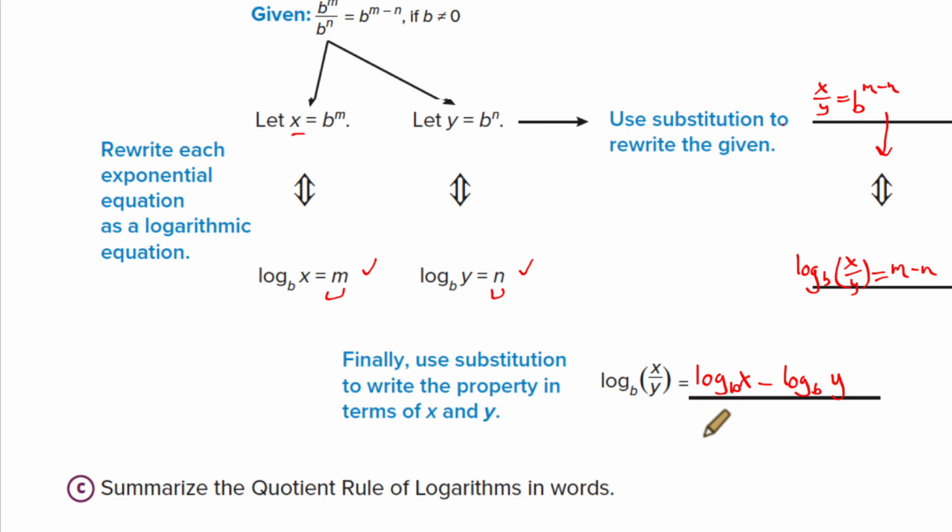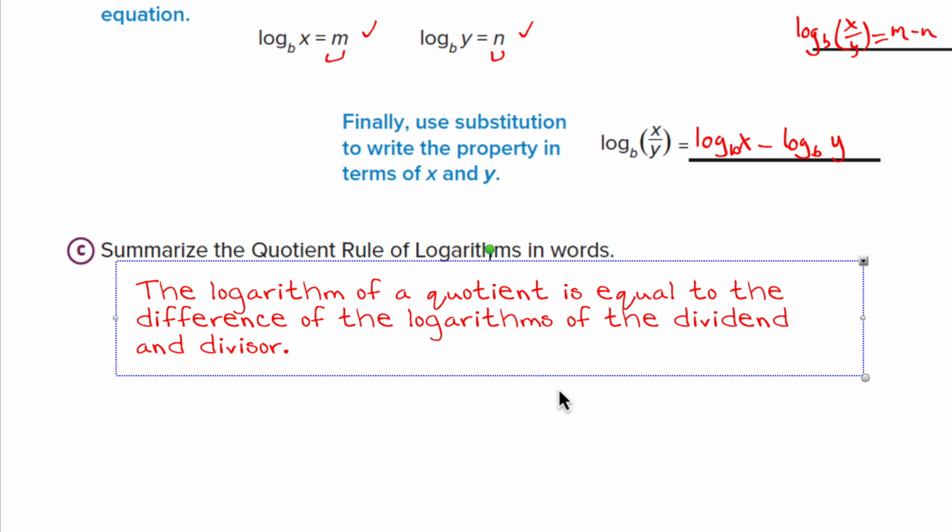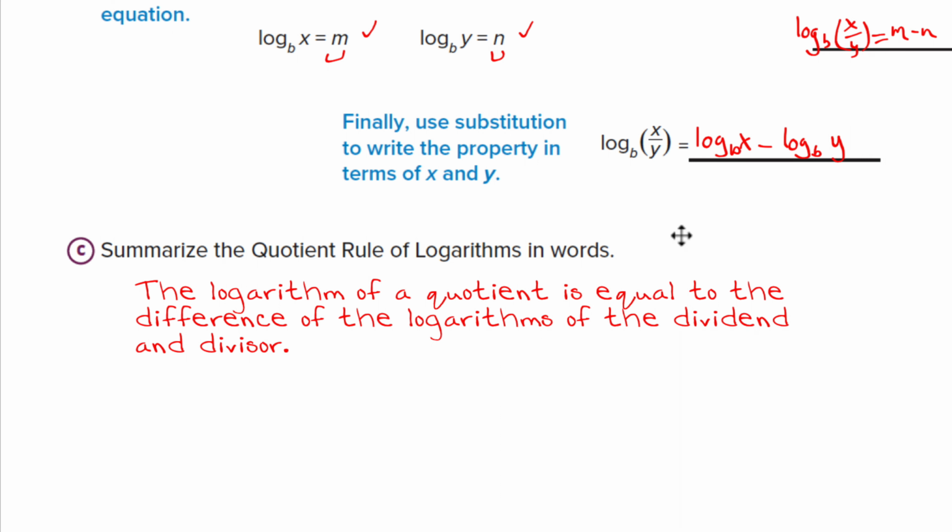So what did we conclude here? If I take the log of a quotient, it's equal to the difference of each individual log. I can take the log of the first one and subtract the log of the second one. How am I going to write that out in words? Here's what I came up with. The logarithm of a quotient, which means divide, is equal to the difference of the logarithms of the dividend and divisor. By the way, those are the fancy words for what you start with and what you divide by. Easy enough.